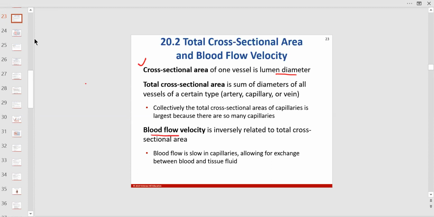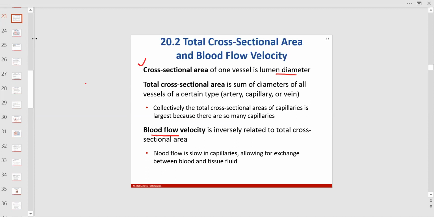Like somebody who's obese, their blood pressure is normally going to be higher because they have longer vessels, right? So that affects the blood flow velocity, the speed of blood flow, and increases the peripheral vascular resistance. And the other thing, besides the diameter, radius, and the length of the vessel, is the viscosity of blood itself.